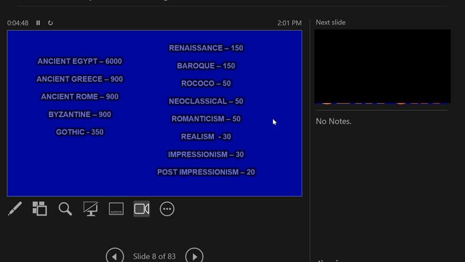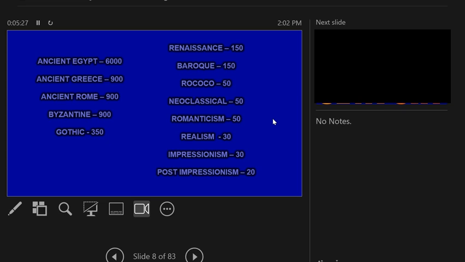For example, we started out this year in ancient Egypt, and that lasted almost 6,000 years, roughly. Ancient Greece lasted about 900 years. Ancient Rome lasted about 900 years. Byzantine lasted about 900 years. The Gothic era lasted about 350 years. And then we get to the Renaissance this semester, and that lasted about 150 years. Baroque lasted about 150 years. Rococo was a very short-lived movement, lasting 50 years. And Neoclassicism, 50 years. Romanticism, 50 years.